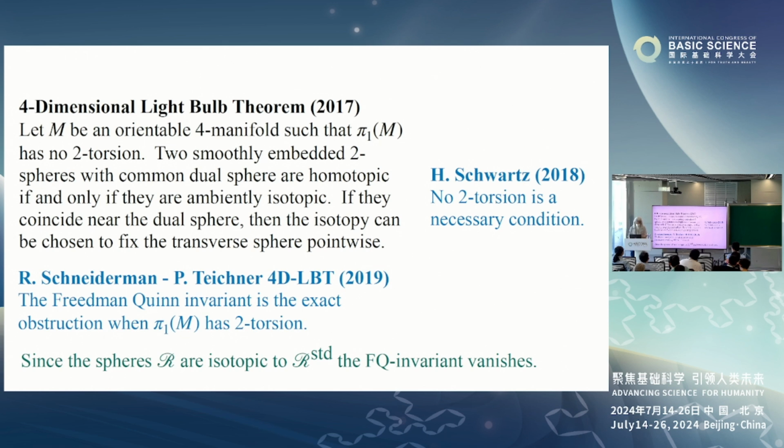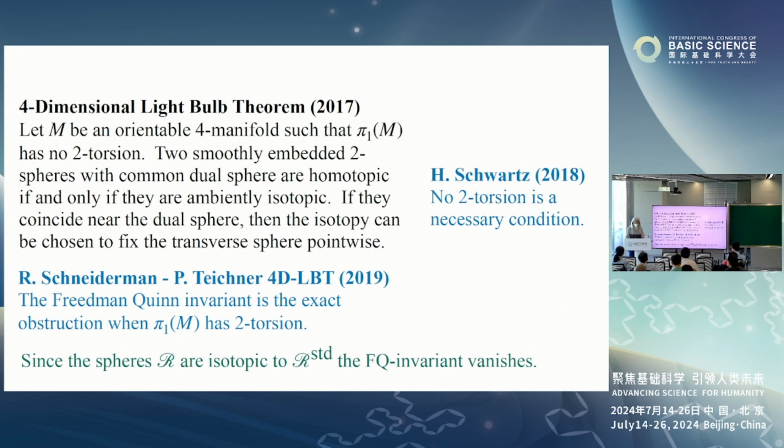Actually, what I said is not quite true, because the way I proved it did not allow two torsion in the fundamental group. Hannah Schwartz, in her thesis, showed that in fact it's a necessary condition. But Rob Schneider and Peter Teichner discovered that the Friedman-Quinn invariant is the exact obstruction for homotopy versus isotopy when you have two torsion.